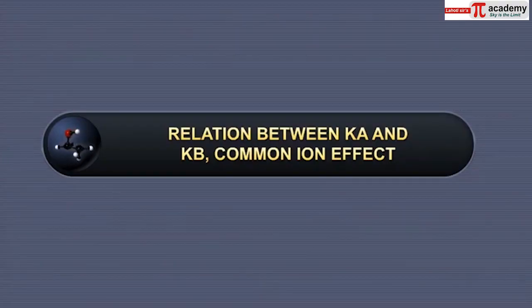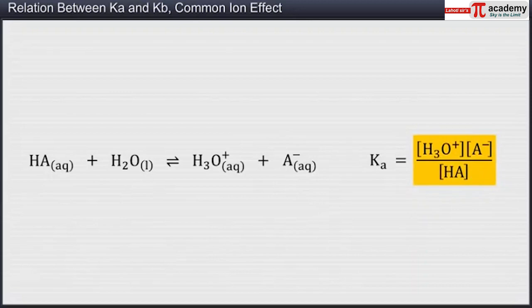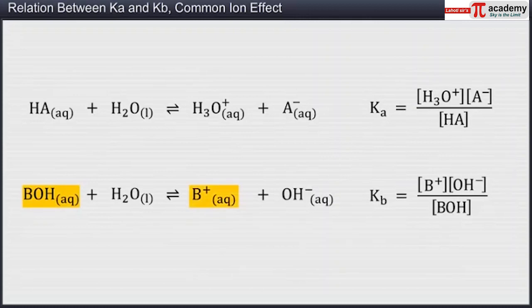In this module, you will learn about the relation between Ka and Kb. You have learned that a weak acid is related to its conjugate base through the equilibrium constant expression Ka, and a base is related to its conjugate acid through the equilibrium constant expression Kb. As the conjugate acid-base pairs are related through the equilibrium constants, you can also assume that the equilibrium constants for an acid-base conjugate pair are also related to each other.